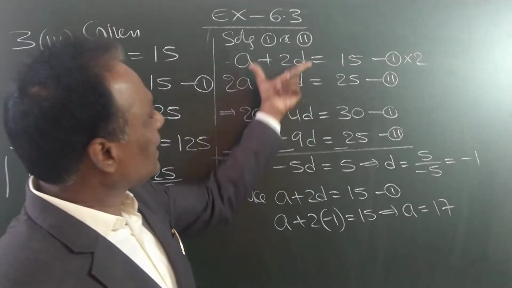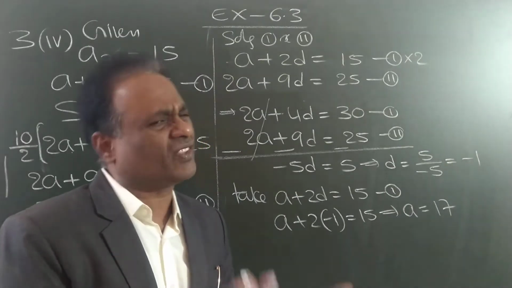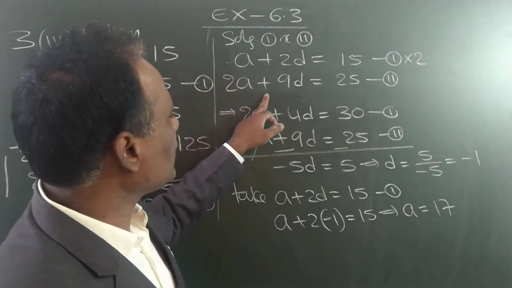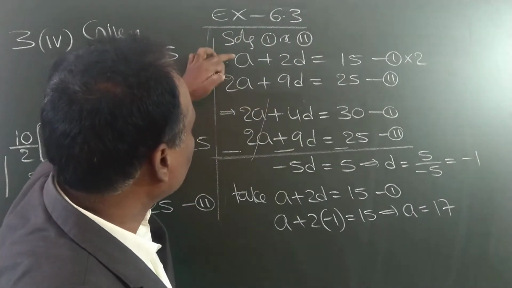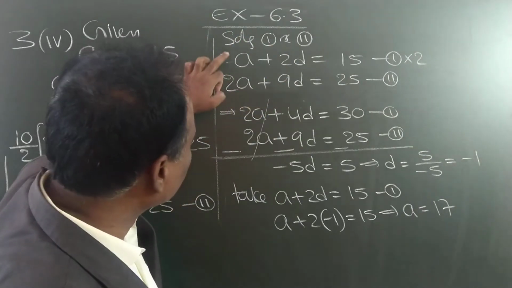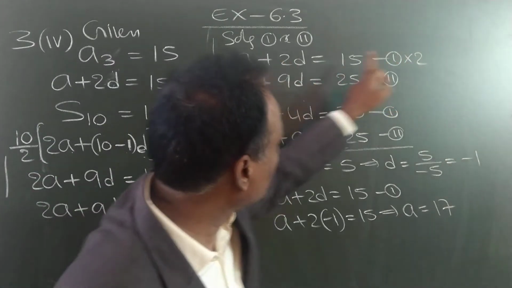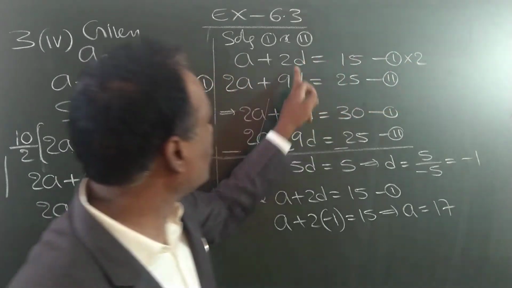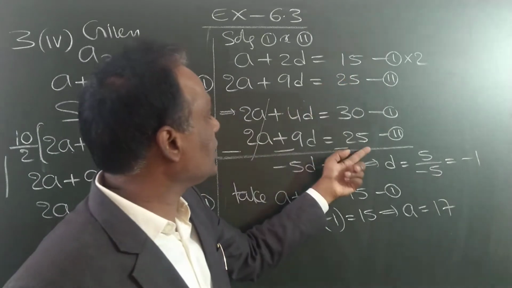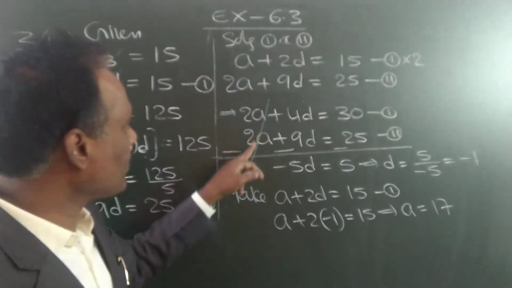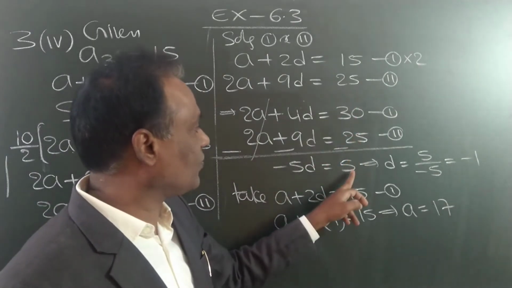Second equation. From here onwards, this is not related to the progressions chapter. You should know how to solve the equation. This is very basic. To solve these equations, we have to make a the same or d the same. Let us make a the same. This is 2a, make this also 2a. So take this 2 and multiply the first equation with 2: 2 into a, 2a, 2 into 2, 4d, 2 into 15, 30. Second: 2a plus 9d is equal to 25. Subtraction: 2a minus 2a is 0, 4d minus 9d is minus 5d, 30 minus 25 is 5.